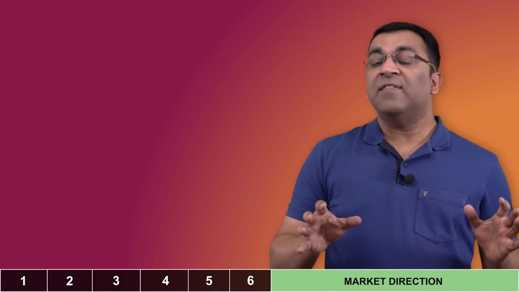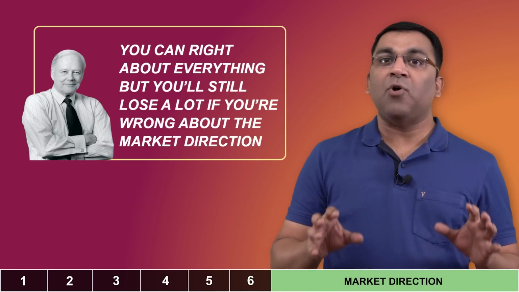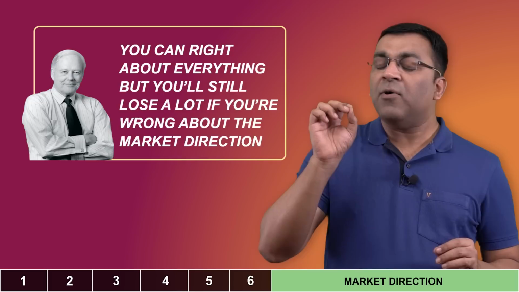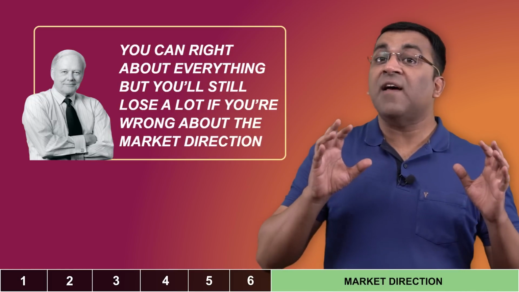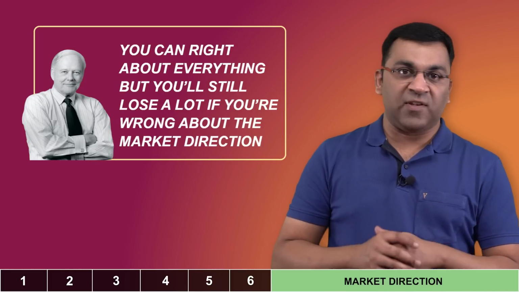And finally, there is the letter M that means market direction. Okay, so look at it this way. You can be dead right, 100% accurate about all the previous 6 factors we have studied so far. But if you're wrong about the market direction, then there is a high probability that you will lose money, and you will lose a lot of money in most cases.